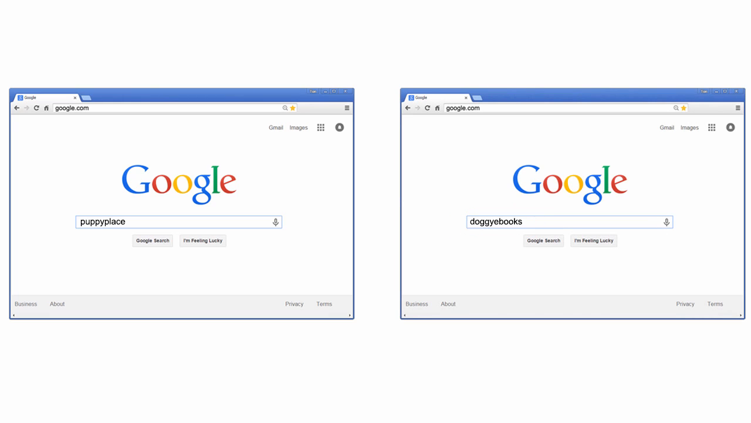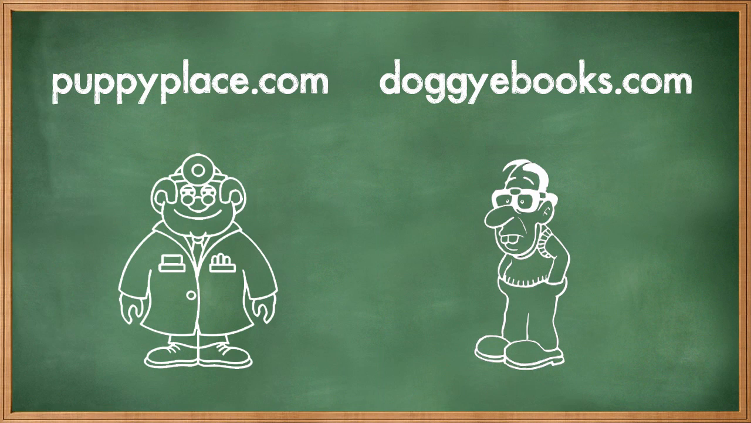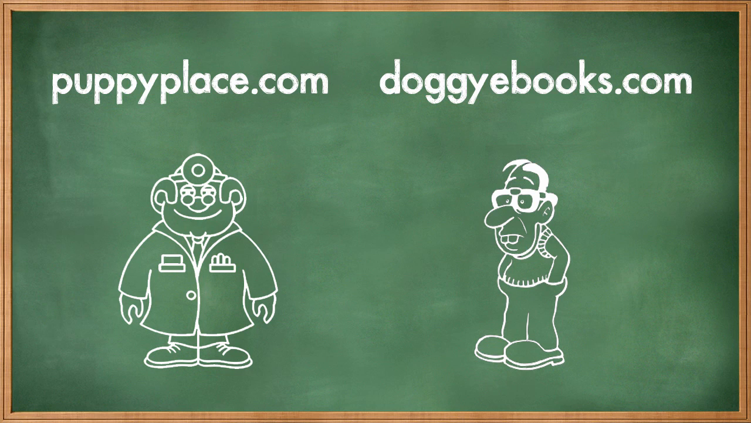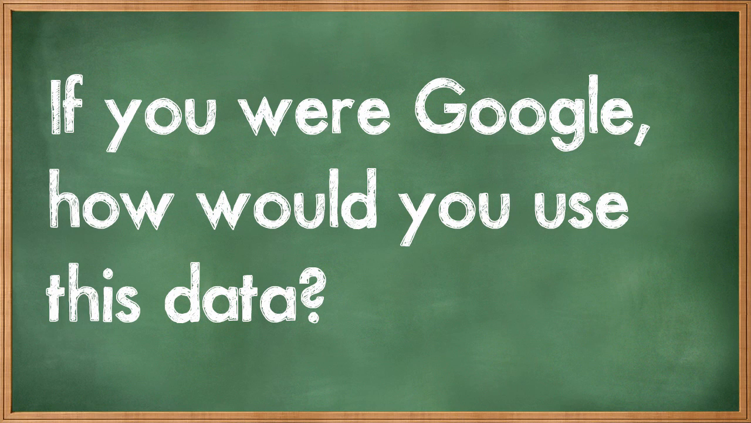Well, I hope it's clear that more people in the world will be typing Puppy Place and pressing enter. Why? Because the owner of puppyplace.com has a real business model, and he's devoted his life to the subject of dog training, and he has connected with real customers in his niche via various media outlets. So real people in the world will actively be seeking him out. But the owner of Doggy Ebooks is just a guy trying to make affiliate money selling ebooks. So again, ask yourself this question. If you were Google, how would you use this data?